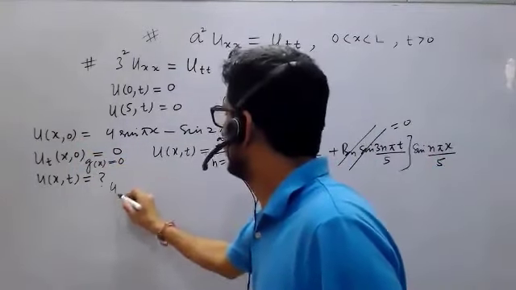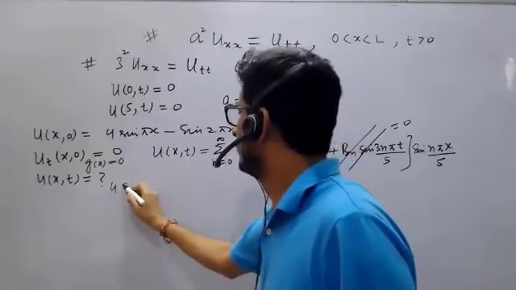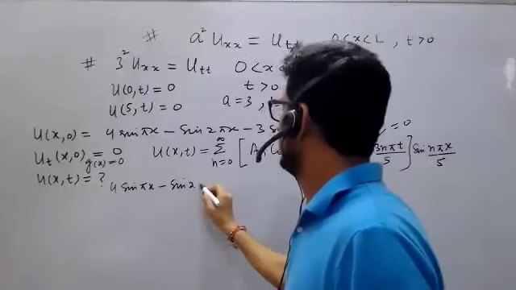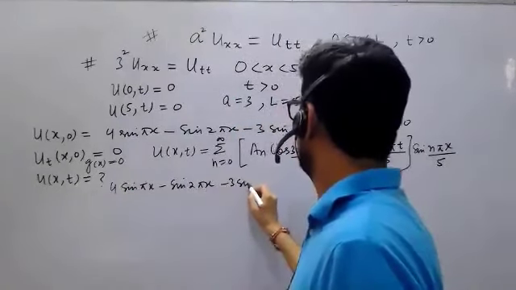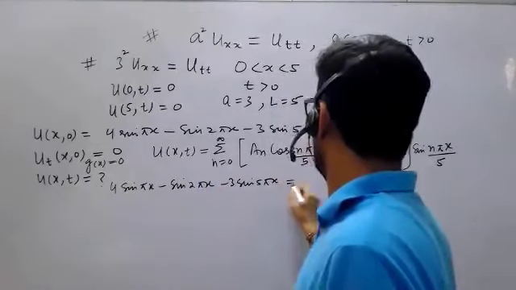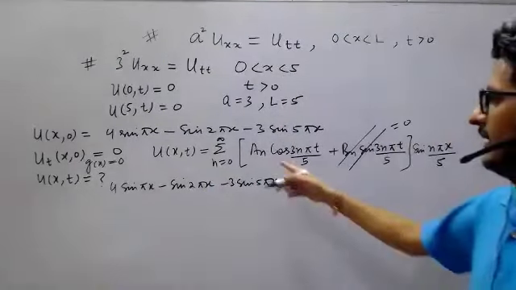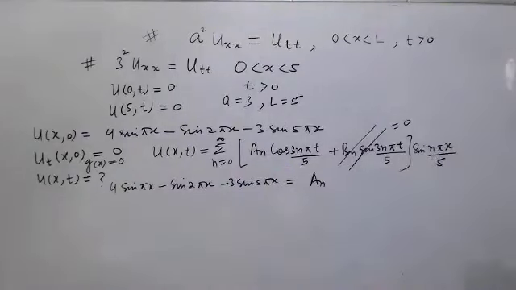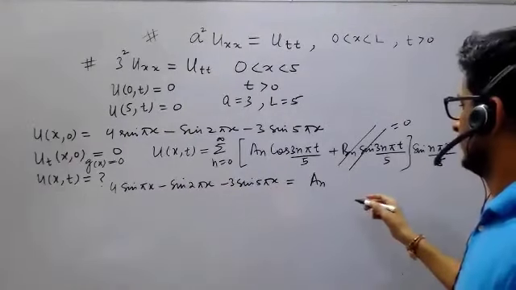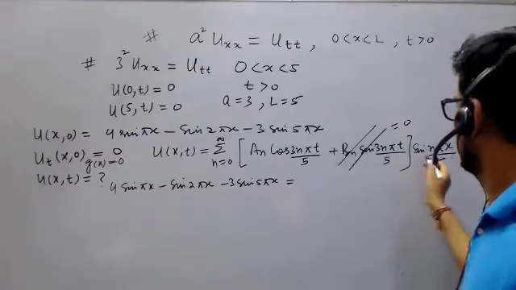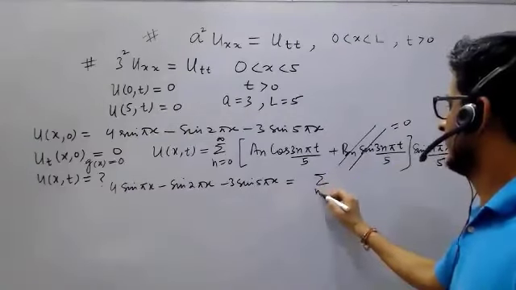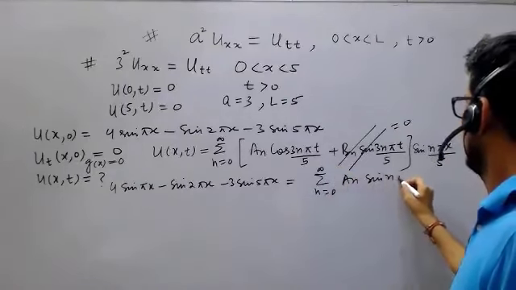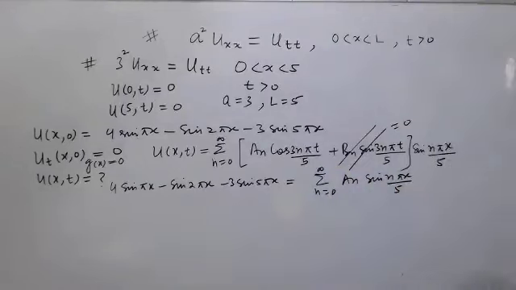So it will become 4. At this time I am putting t is equal to 0. 4 sin pi x minus sin 2 pi x minus 3 sin 5 pi x is equal to, and this side it will become an, because t is equal to 0, summation n is equal to 0 to infinity an sin n pi x by 5. Correct?